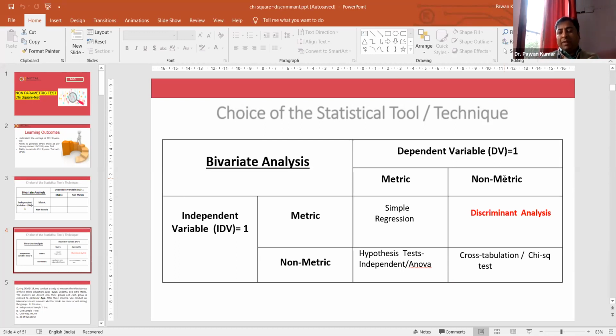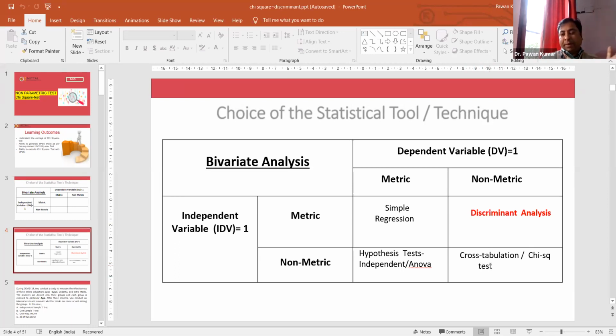So whenever you have two variables, your independent variable and dependent variable, and both the variables are categorical, then the test you can apply is called cross tabulation, or in other way you can also call it the chi-square test. Okay, you can go for the chi-square test. So I'm going to cover these two. Discriminant analysis is a technique, and cross tabulation and chi-square is the test. Again, it is a non-parametric test.